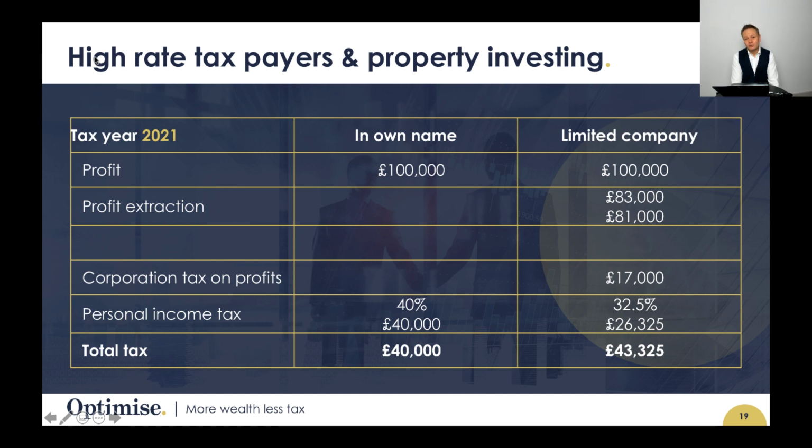Now, you might be wondering, why have I left £81,000? That's because £83,000 less £2,000 worth of dividends, which is tax-free, leaves you with £81,000, which would be taxable from a dividend perspective, which is taxed at 32.5%. Which you can see there, we've got a corporation tax rate of 17%, £17,000, and a personal income tax rate of 32.5% on those dividends of £81,000 that you're extracting, giving you a tax liability in total of £43,325.